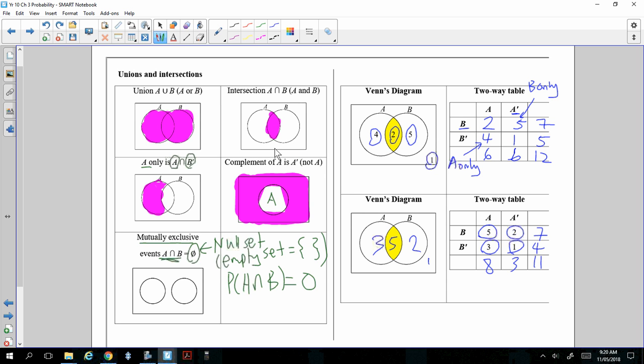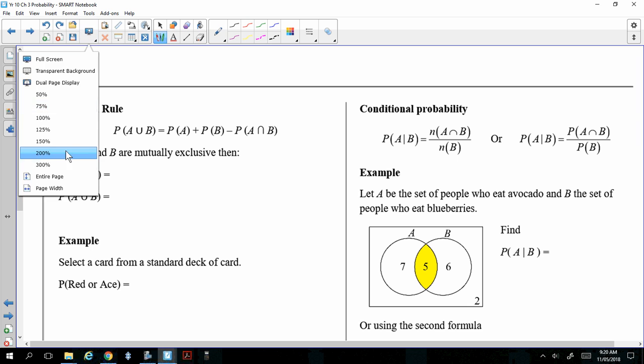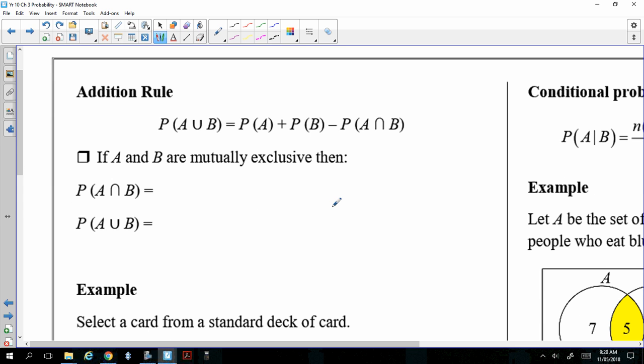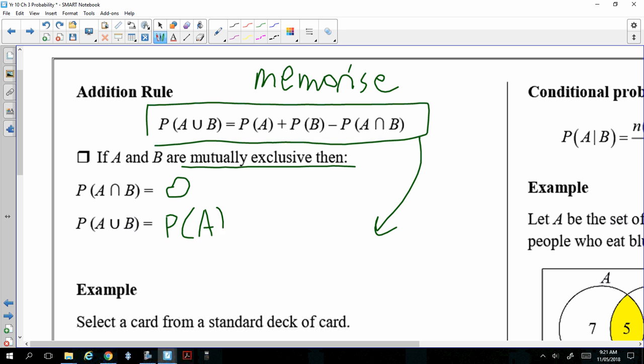Addition rule. There is some algebra involved in this topic, and this is a formula that you're going to use. Very important rule. This rule, you have to memorize. It's not hard to memorize, okay? Very easy. If it's mutually exclusive, then the intersection will be 0. Therefore, this formula will become P(A) plus P(B), because they have nothing in common, so you don't have to subtract the intersection. All right, and then we're going to do some examples with this formula.